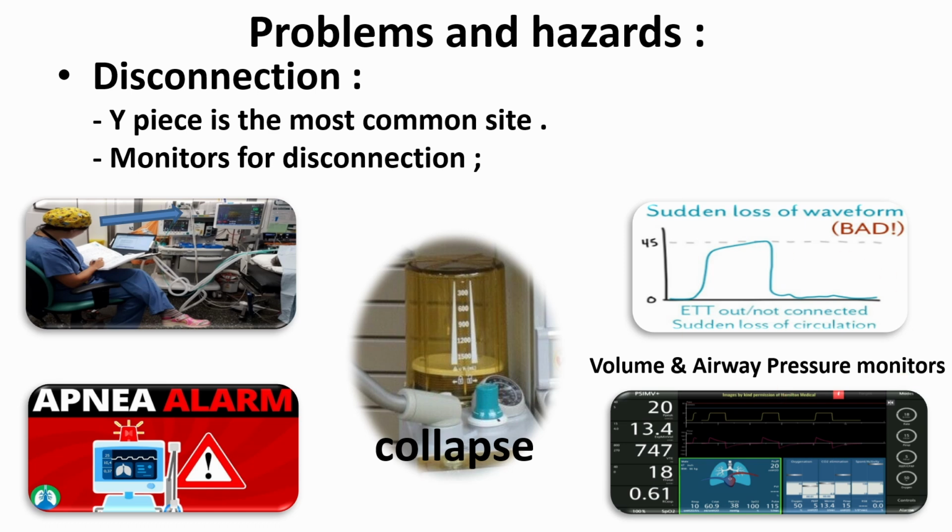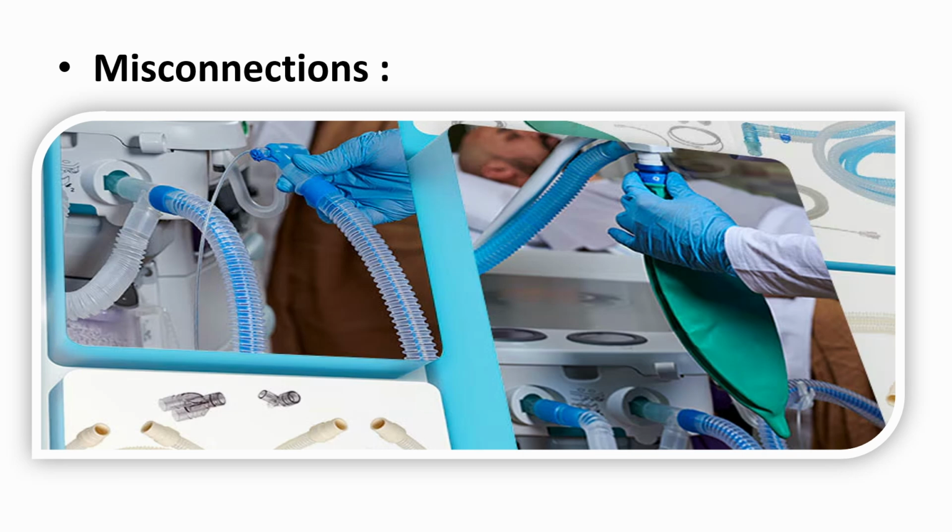So this is the most common, most important and most dangerous problem regarding the anesthesia machine and its connections. The second problem is misconnection, and this occurs when the inspiratory limb is connected correctly, and the expiratory limb is connected to the fresh gas outflow, and this is very dangerous because there is no expiratory limb that will make a leak to the circuit.